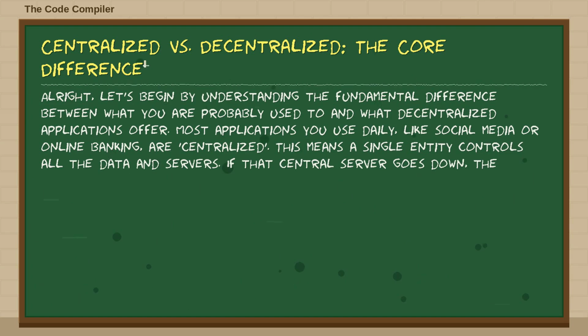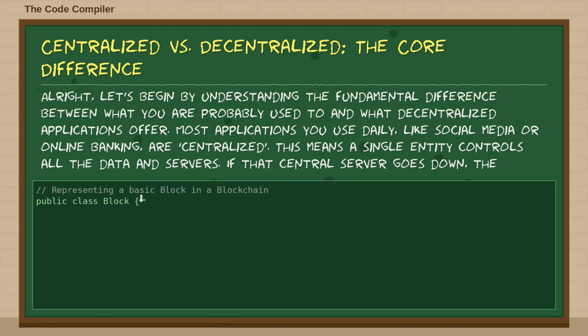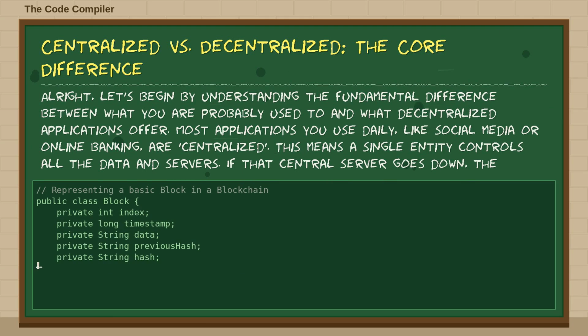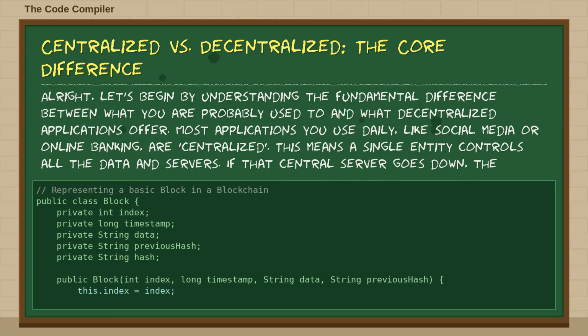But with a decentralized application, there is no single point of control. Instead, it runs on a peer-to-peer network, typically a blockchain. Think of it like a shared, immutable ledger where everyone has a copy and no one person can tamper with the records. This structure enhances security and transparency significantly. Here's a simplified Java representation of a block, which is a fundamental component of a blockchain.